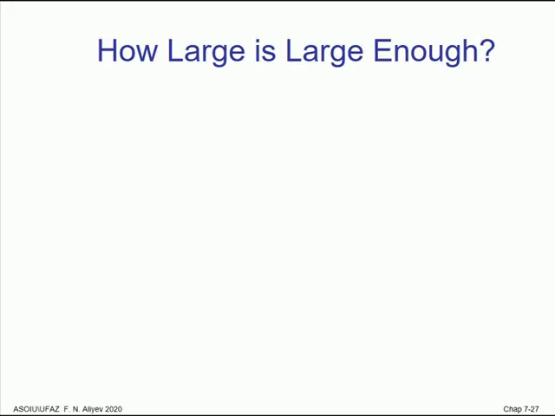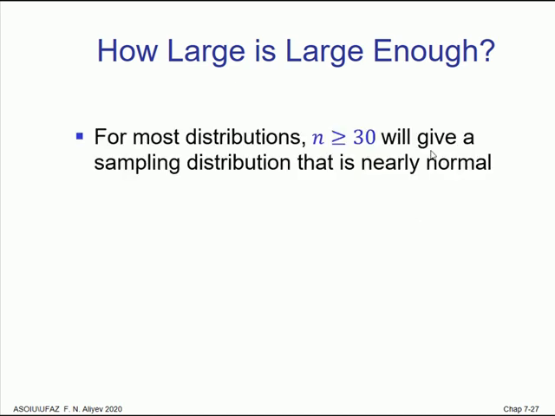Okay, now it's time to learn that number. How large is large enough? What is the sample size we should take in order to get the sampling distribution behaving like a normal distribution? This number is 30. For most distributions, when the sample size n is more than or equal to 30, it will give us a sampling distribution that is nearly normal.